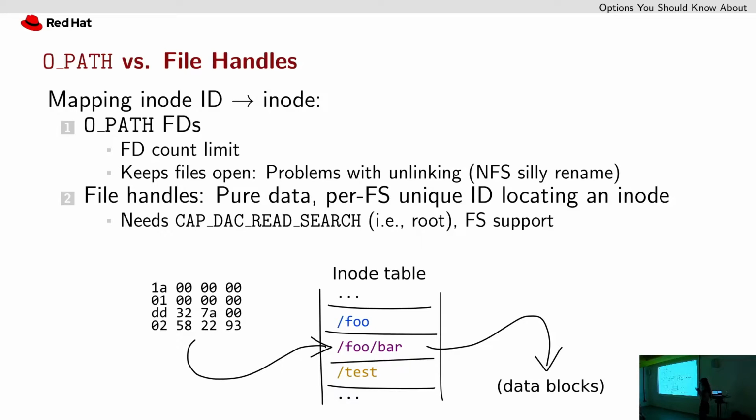And this might cause special problems with NFS, like NFS v3, where you have silly renaming. So when you delete a file, NFS cannot really delete the inode. So we'll rename the file to be a hidden file, and that's maybe not great for you. So in these cases, alternatively, you might want to use file handles instead to represent inodes.